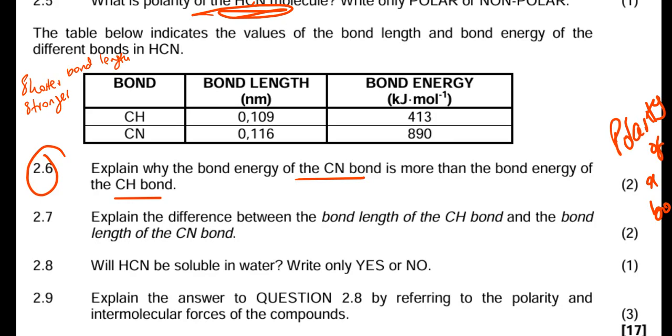Right. But then look at here. For CN, the bond energy is 890, which is very high. You would expect that the bond length must be lower, isn't it? But it has higher bond energy and higher bond length at the same time, which contradicts what we were talking about. What could be causing that? That's what they're asking.